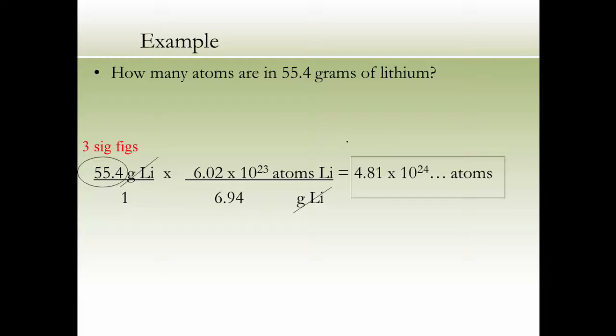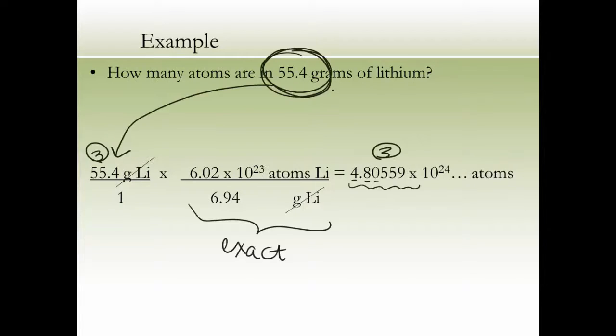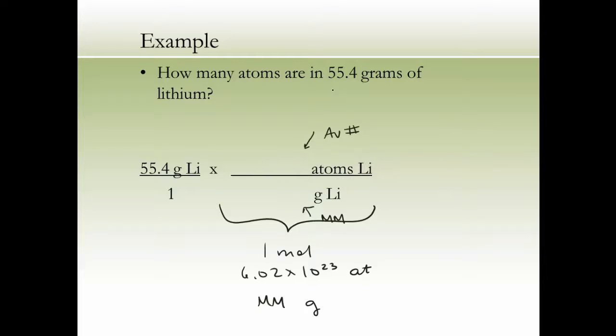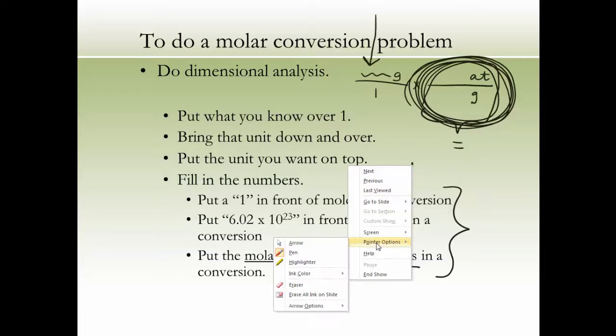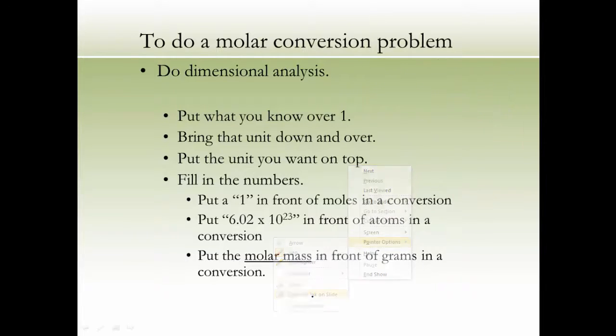I'm going to walk you through a couple more examples right now with no narration. We're just going to speed through the examples that you have in your notes. Keep in mind that these examples are just following these rules: you are basically doing dimensional analysis. You put what you know over 1, you bring that unit down, you put the unit that you want on top, and you fill in the numbers. And remember, these are always the numbers that you fill in. So we're going to speed through some examples. Here we go.